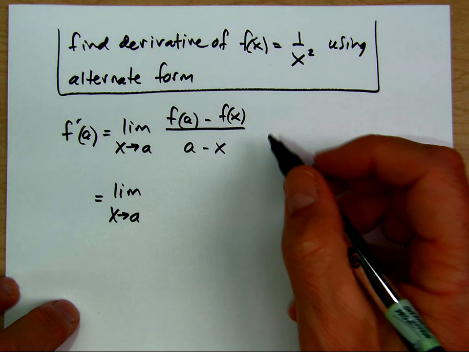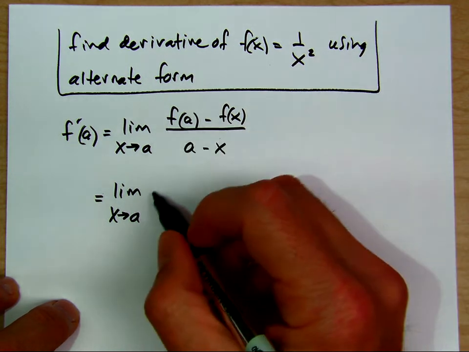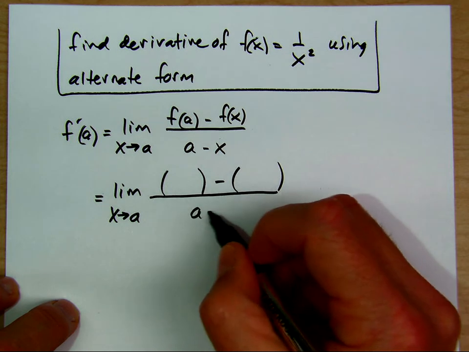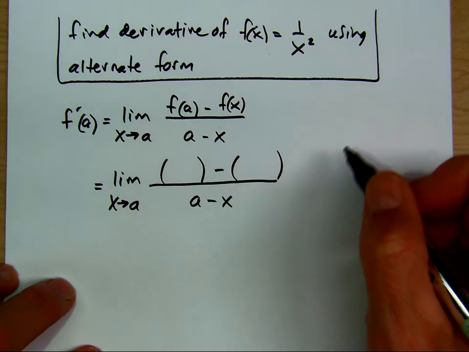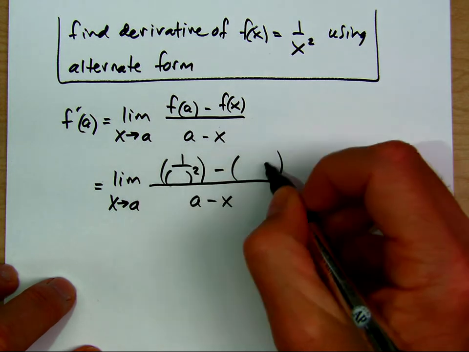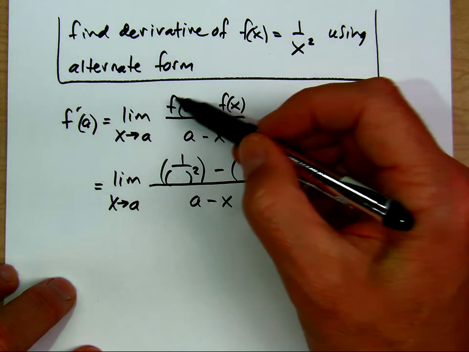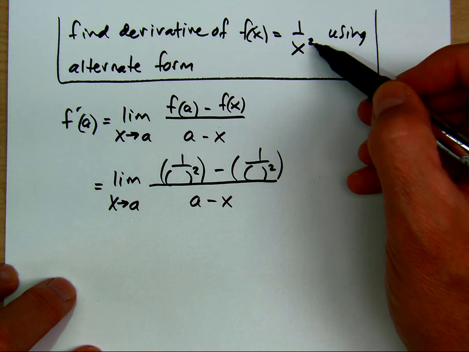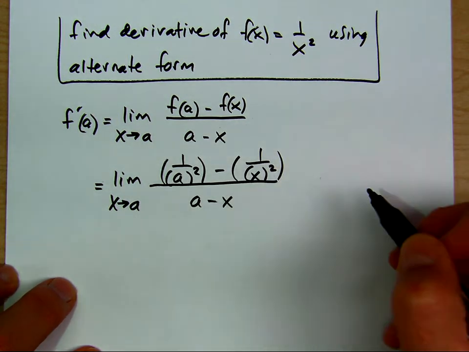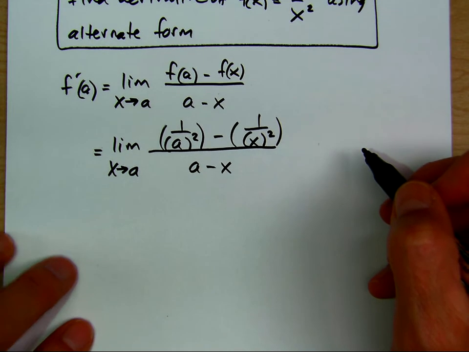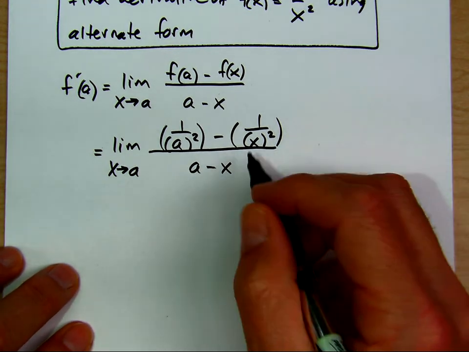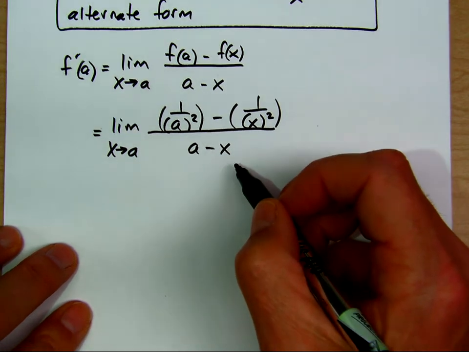All right. So we still have two functions, and we want to have two spaces for those functions. And the function is 1 over something squared. Everywhere we see an f, we put 1 over something squared, and that's what's going to be there. This is an a, and that's an x. If we substituted a right now, we would have 0 over 0, and that's why we have to do some algebra to rewrite it.